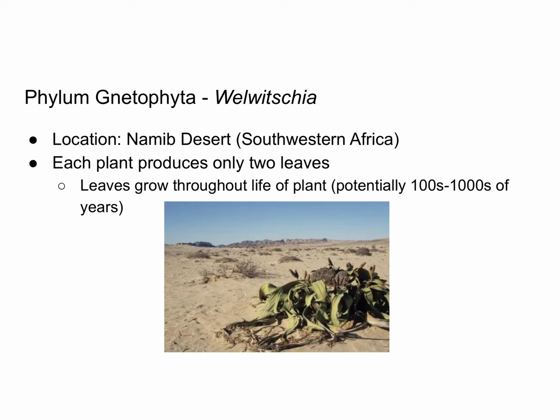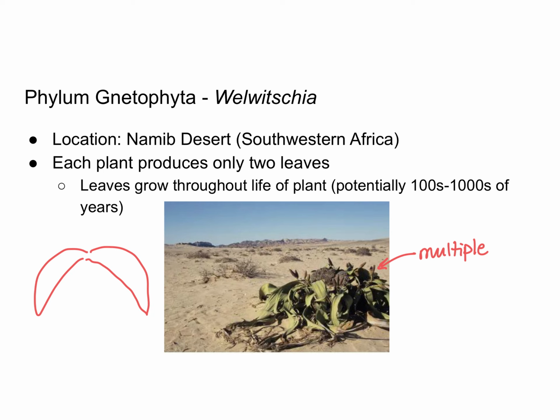The genus Welwitschia is located in the Namib Desert, which is in southwestern Africa. And these are really interesting plants. So each plant only produces 2 leaves. And in this picture, you're actually seeing multiple plants because we're seeing more than just 2 leaves. But essentially what happens is that this plant produces these 2 leaves and they continue growing throughout the life of the plant. And these plants could be potentially hundreds to thousands of years old.